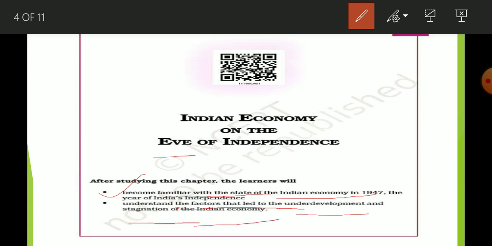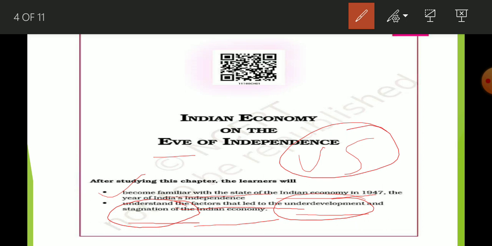So which type of India did we get from the Britishers? We got an underdeveloped and stagnant economy. So we will learn here first of all that we got an underdeveloped and stagnant economy and what are the reasons behind it. The whole chapter has two major learning objectives. When you learn this chapter, you are able to understand two things: which type of India we were having, an underdeveloped and stagnant economy on the eve of independence, and what were the reasons behind it, we will learn it in detail here.